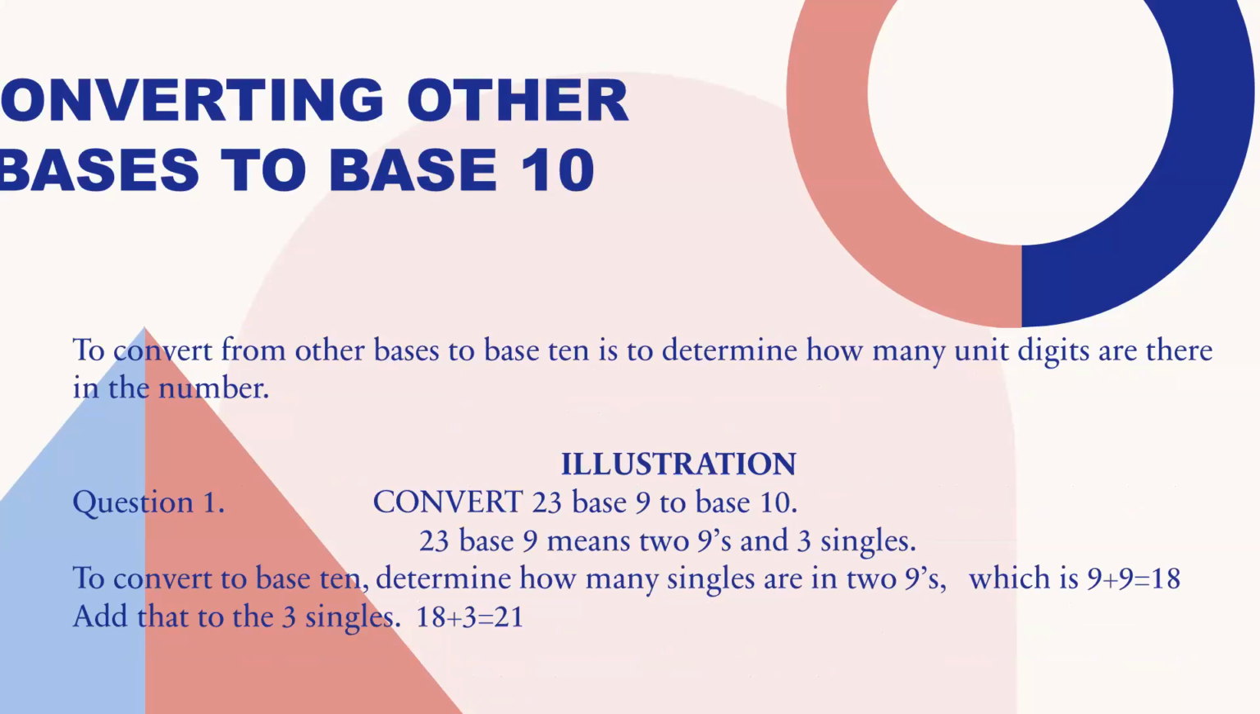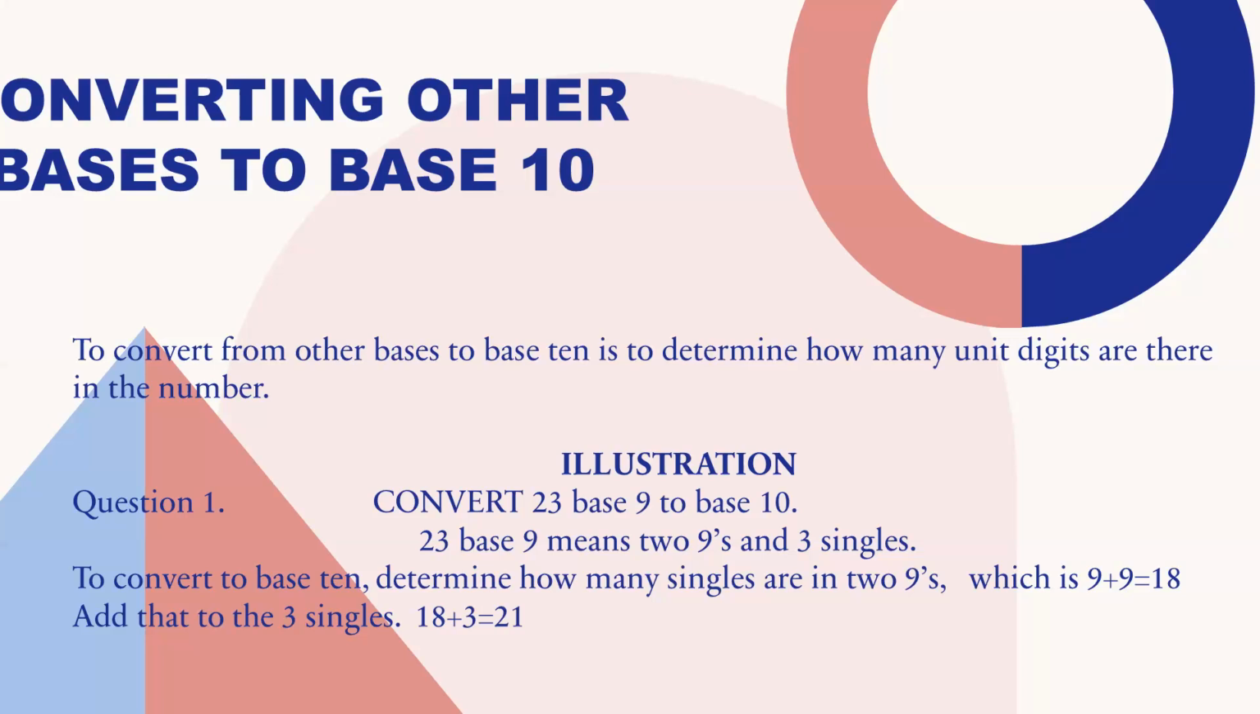So if we are converting 23 base 9 to base 10, understand that if you are converting to base 10, the key idea is that you are determining how many unit digits you can get in the number, or how many single sticks when it comes to bundles of sticks. How many bundles of sticks will you need, or do you have in the number?